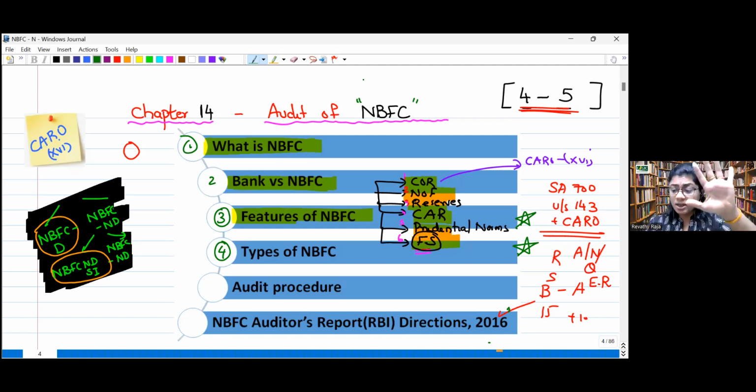And broadly, NBFCs are divided, first, based on acceptance of deposits: NBFC-D and NBFC-ND. Second, based on asset size, it is divided into two, SI and ND. This asset size classification is only if it is a non-deposit taking NBFC.